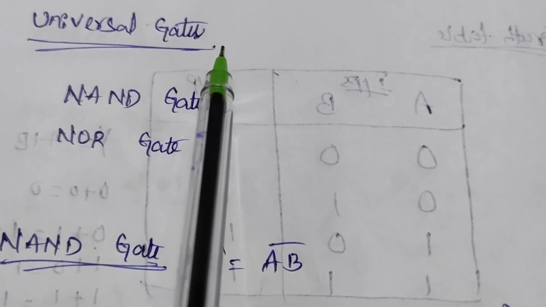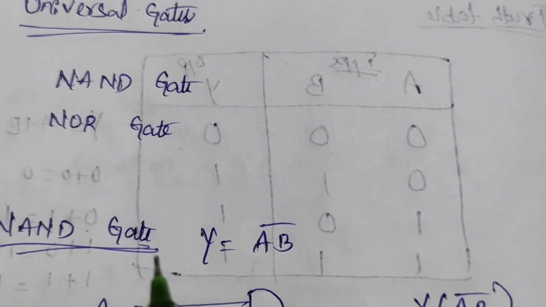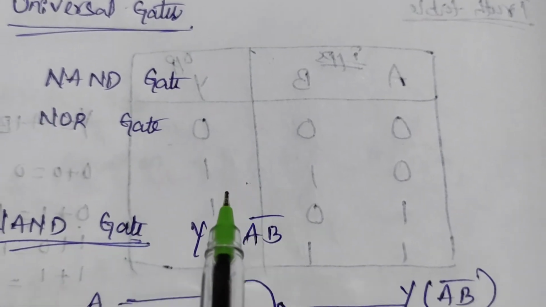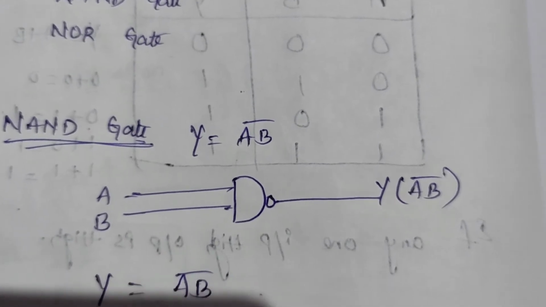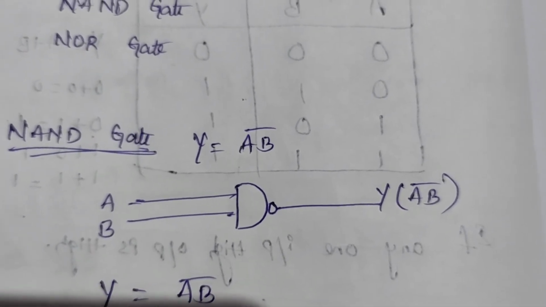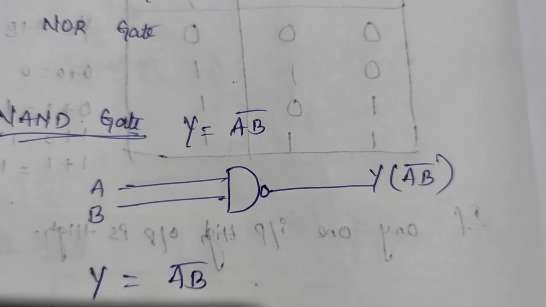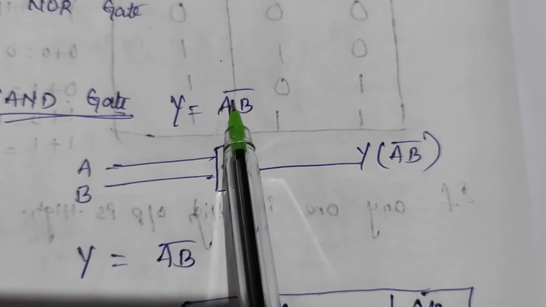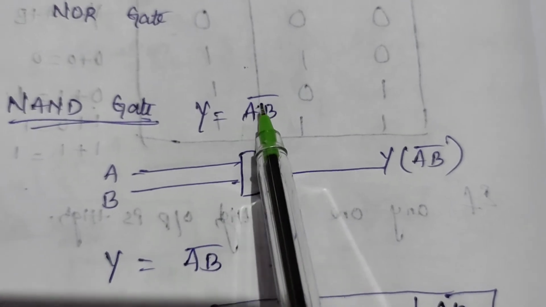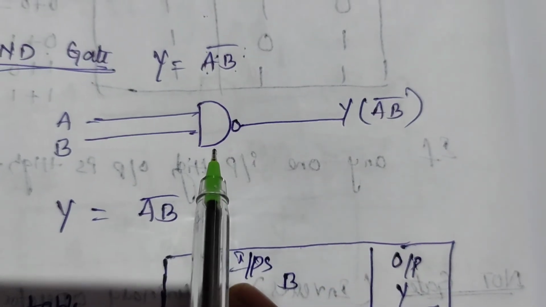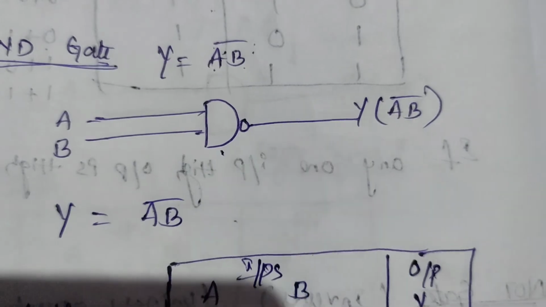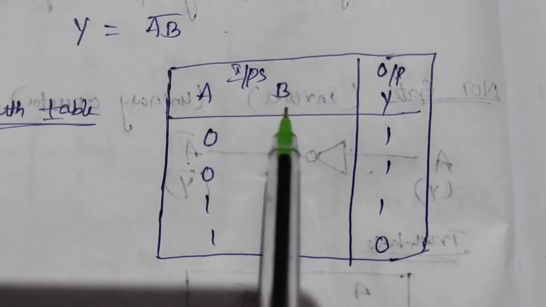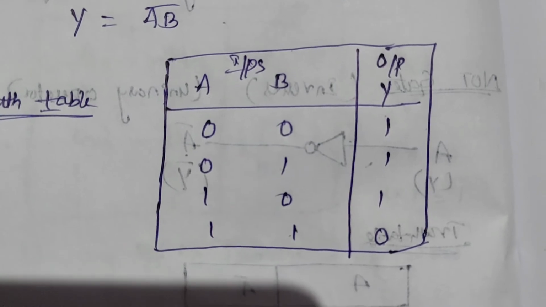Next is universal gates. We have two universal gates, NAND gate and NOR gate. First we will go with the NAND gate. NAND gate equation is Y = (AB) bar. So this is the invert operation of the AND gate. This is the logic symbol of the NAND gate. Here is the truth table. As we have two inputs, four combinations will be there.